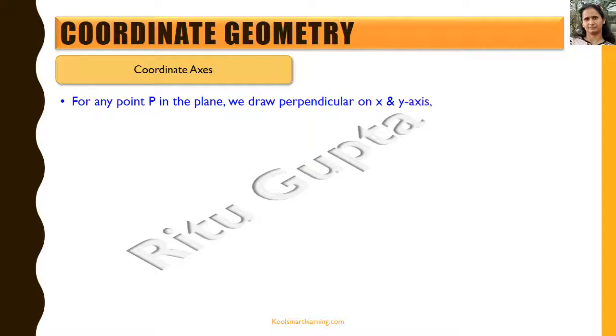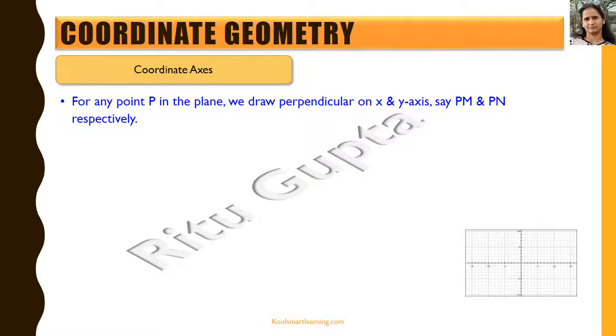For any point P in the plane, to find its coordinates we draw perpendiculars on the x-axis and y-axis, say PM and PN respectively. Say for example, we have this point P here in the plane and we draw a perpendicular on the x-axis, and we call this point M. We draw a perpendicular on the y-axis where we call this point N. So PM is perpendicular to the x-axis and PN is perpendicular to the y-axis.